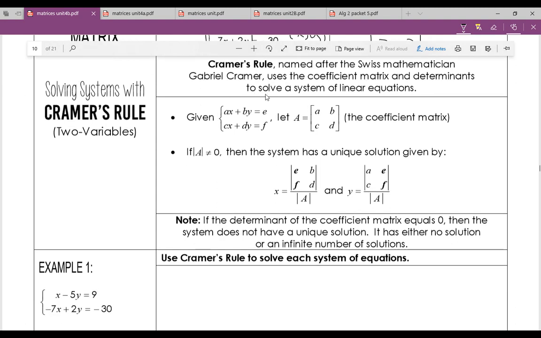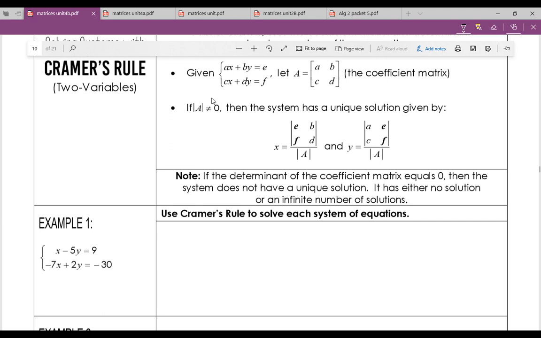All right. So we're going to solve the systems of equations by using matrices and determinants. Okay. So given the 2 by 2 system, we're going to let matrix A be the coefficient matrix, which we just talked about. And as long as the determinant does not equal 0, you can move on. Okay? So if your determinant is a 0, then you don't have a unique solution. But unique solution, xy.